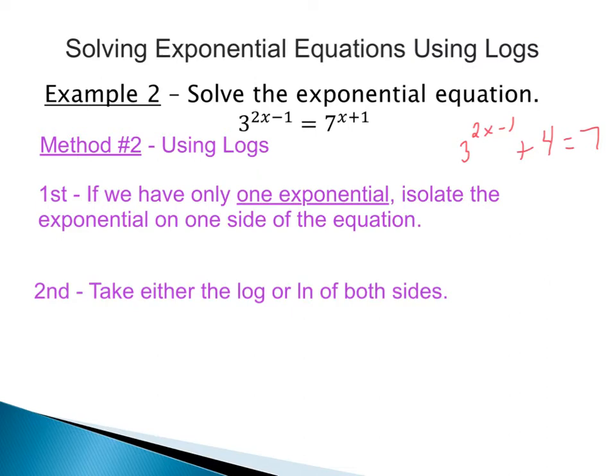Typically, I end up using log when I'm dealing with numbers like we have here, the 3 and the 7. So that's what I'm going to do, is that I'm going to be taking the log of 3 to the 2x minus 1, and then the log of 7 to the x plus 1.